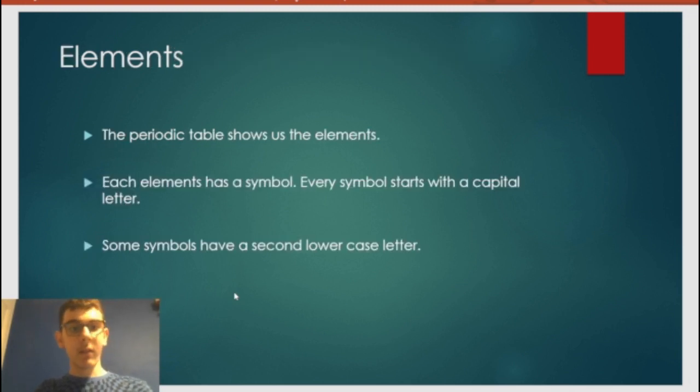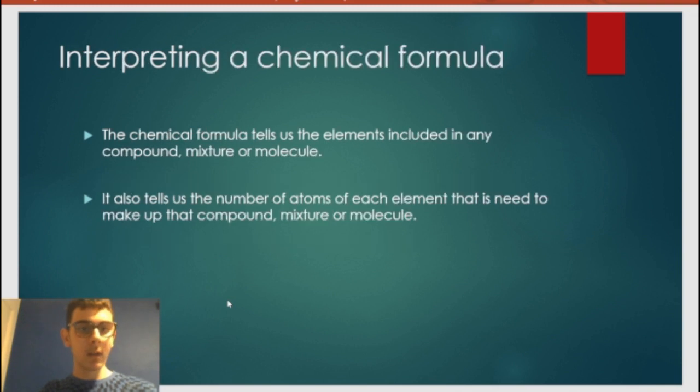So, the periodic table shows us all the elements that there are. Each element has a symbol, and every symbol starts with a capital letter. Some symbols have a second letter, which is always a lowercase letter. That's a little recap. Now, interpreting a chemical formula.